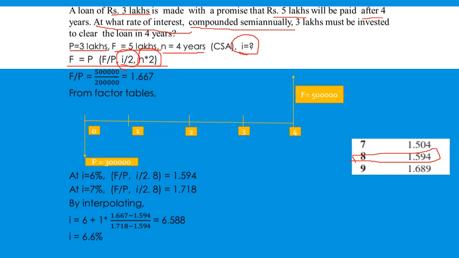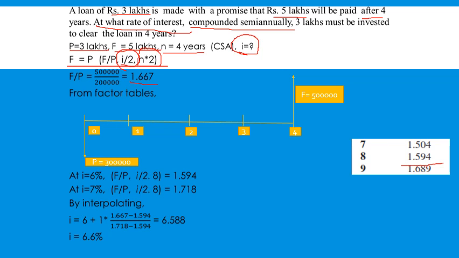Since it is semi-annual compounding, N is not N, N is 2N. 2N means 2 into 4, that is equal to 8. That's why I have to get the values pertaining to 8, which is nothing but 1.594. You can see that here. Substitute that value. Similarly, the value required for me is 1.667.